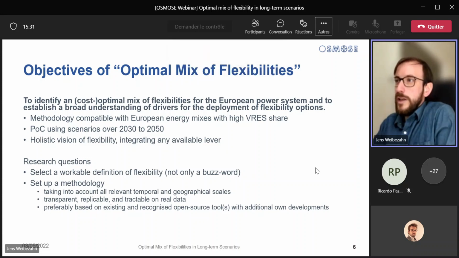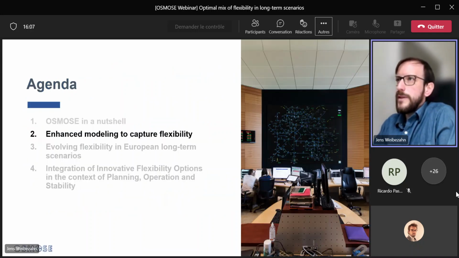So that means, first of all, we needed a workable definition of flexibility, not just as a buzzword, but with some concrete content behind it. And we were setting up a methodology in order to come up with these scenarios and the analyses, looking at relevant temporal and geographical scales. So going enough into detail here with transparent, replicable, and tractable real data. And we wanted to do this as far as possible using open source tools with some additional own developments.